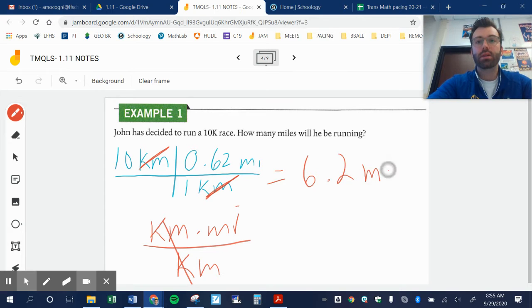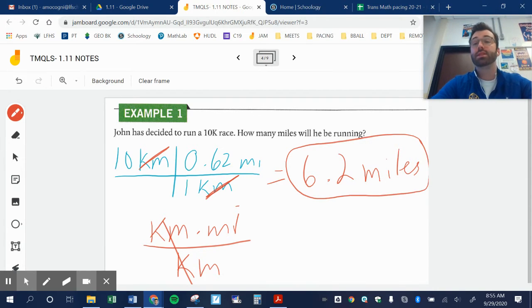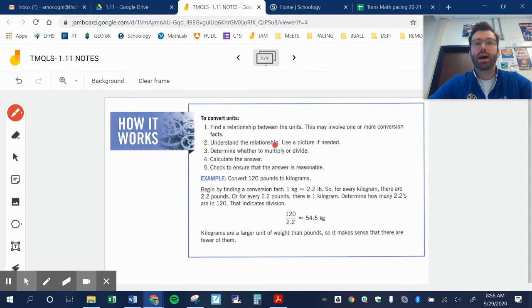6.2 miles. So if you know someone that's running a 10K, they're really running 6.2 miles. Hey, how about that? That's pretty neat. Wow. Let's keep going. We're having fun. Okay, so this is just how it works.